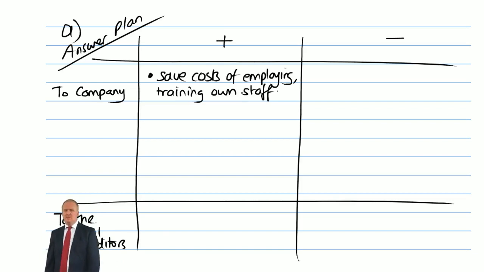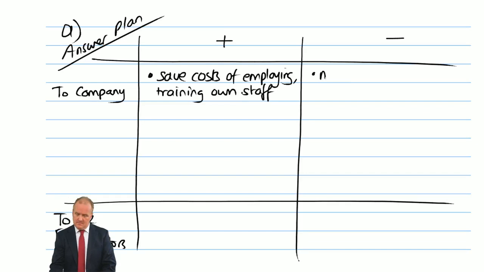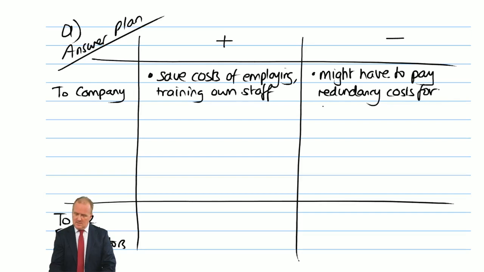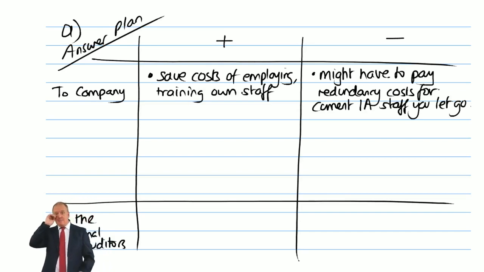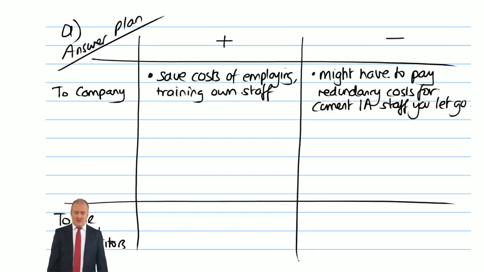However, there is a negative side because you already have a small internal audit department, and if you decide to get rid of it, you might have to pay redundancy costs for the current internal audit staff you let go. Now, maybe they can be employed somewhere else in your company, and if that's the case, good news, I suppose. But if you outsource something which you already do in-house, then you're going to have to get rid of the in-house stuff, and that could cost you quite a lot of money.